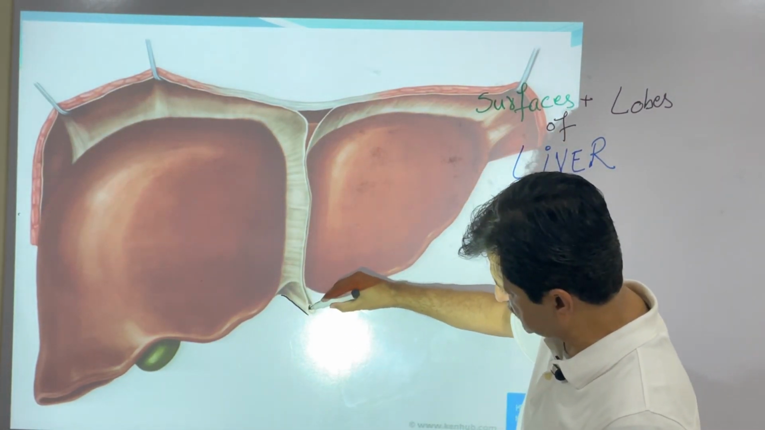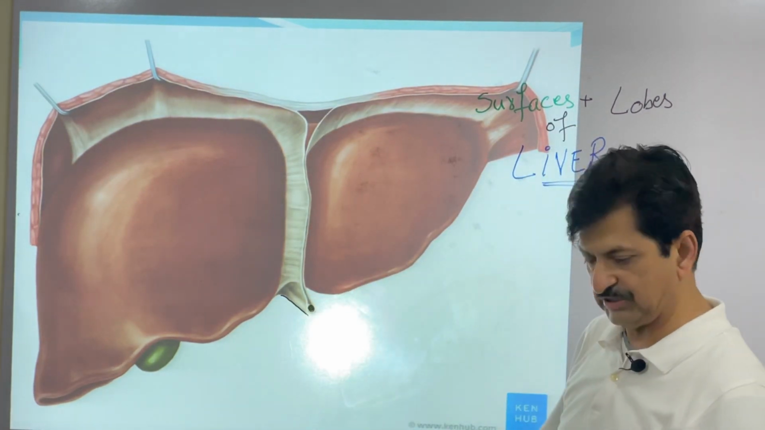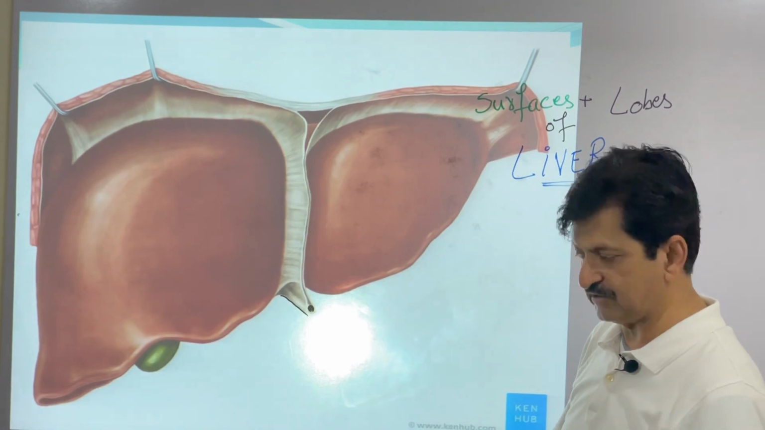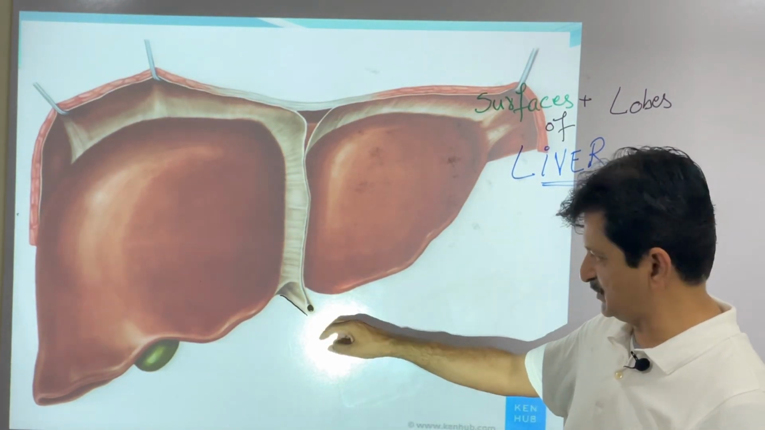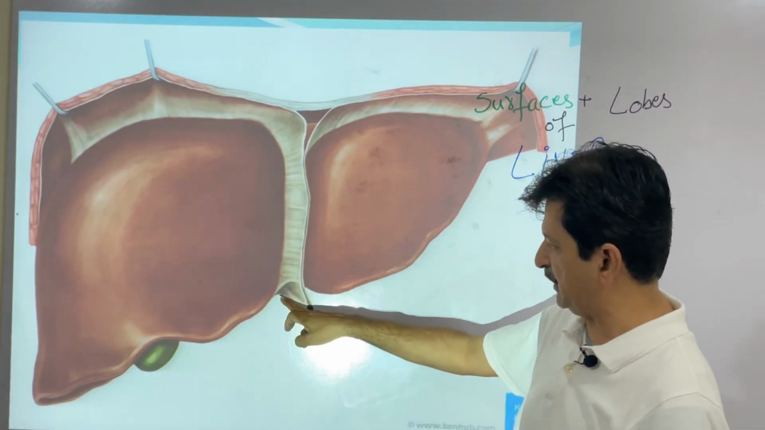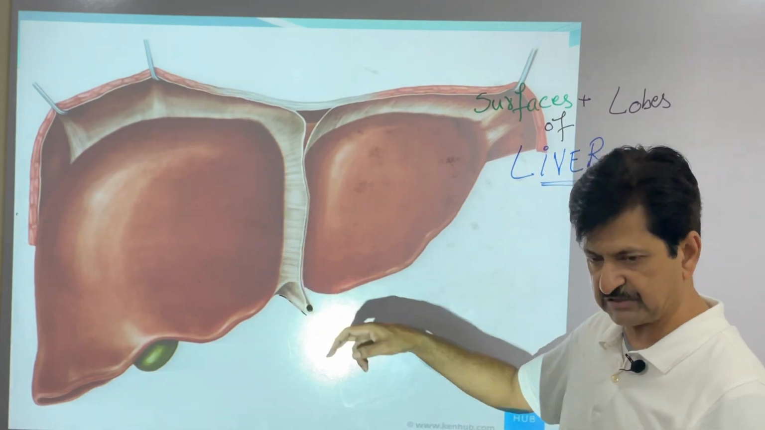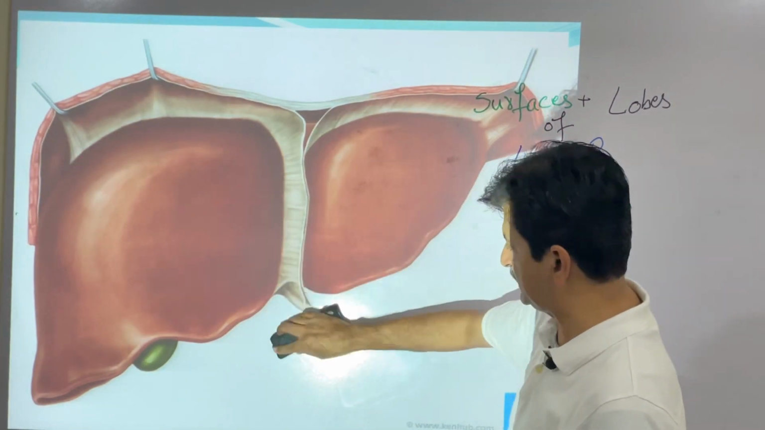And the free edge of your falciform ligament is harboring a very important obliterated vein, called the left umbilical vein, and this is now a ligament. You call it the ligamentum teres. So this is the ligamentum teres, which is passing through the free margin of the falciform ligament. This is a round ligament, or the ligamentum teres, as you call it.